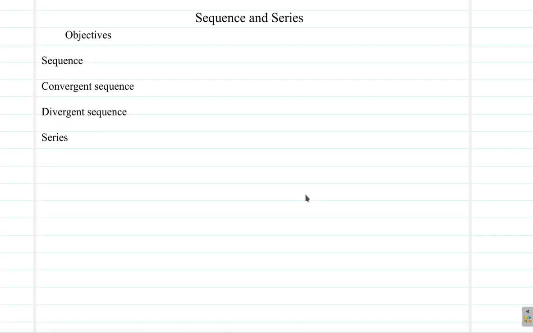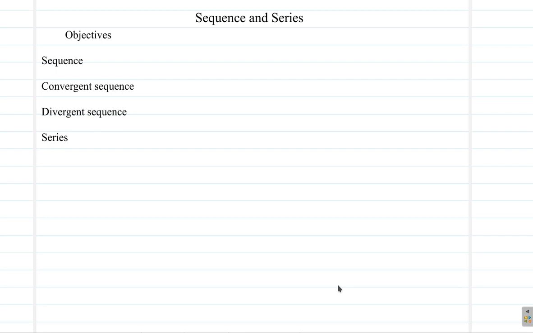Let us look at sequence and series. Now, as our objectives over here, we're going to be looking at sequence and the two main types of sequence, which are the convergent and the divergent sequence. And also, we look at series.